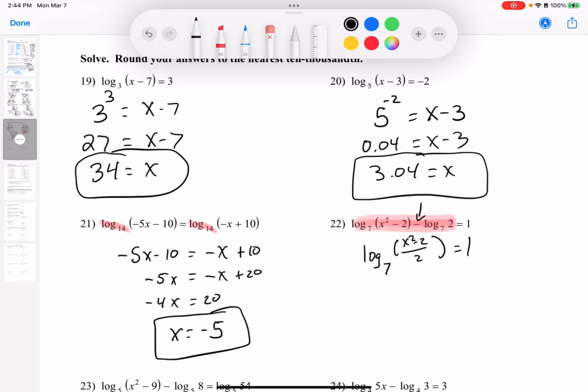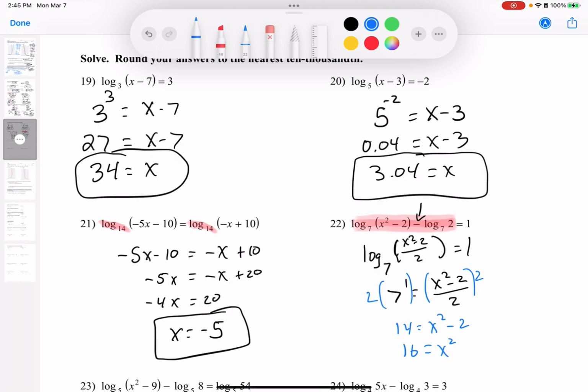Now we have a single log equal to something, so we're going to write it in exponential form. So 7 to the first equals (x squared minus 2) over 2. Well, 7 to the first is just 7. So I need to multiply both sides. Since we're being divided by 2, that means I need to multiply by 2. So 14 is equal to x squared minus 2. Add 2. So that's 16 is equal to x squared.